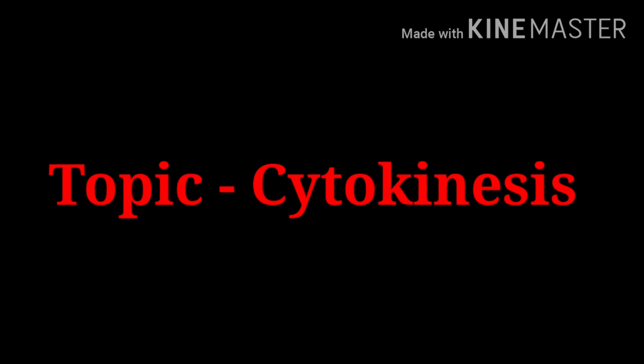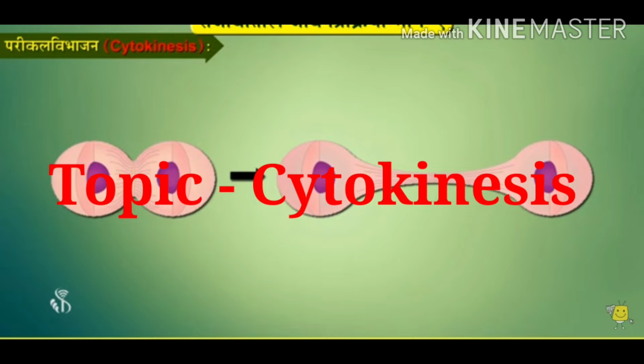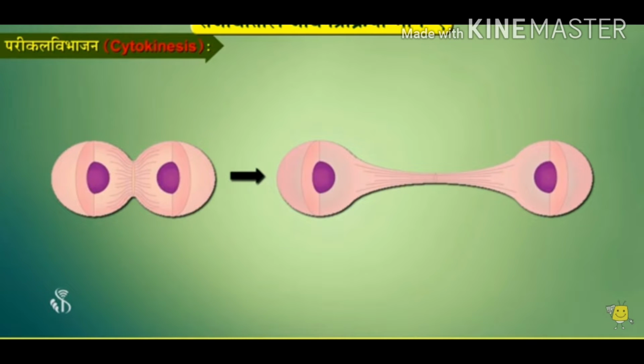Topic: Cytokinesis. Students, the cytoplasm divides by cytokinesis and two new cells are formed, which are called daughter cells. In this process, a notch is formed at the equatorial plane of the cell which deepens gradually, and thereby two new cells are formed. In case of a plant cell, instead of a notch, a cell plate is formed exactly along the midline of the cell and thus cytokinesis is completed.